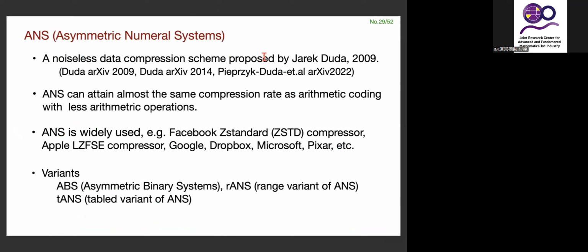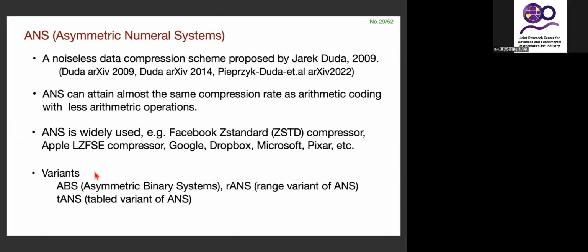ANS was first proposed by Duda in 2009. But ANS has already been widely used. For instance, in Facebook's Zstandard compressor, Apple's LZFSE compressor, Google, Dropbox, Microsoft, and so on. This is because the ANS is not patented.